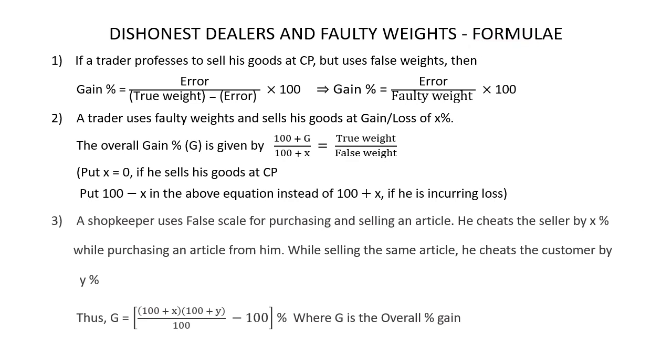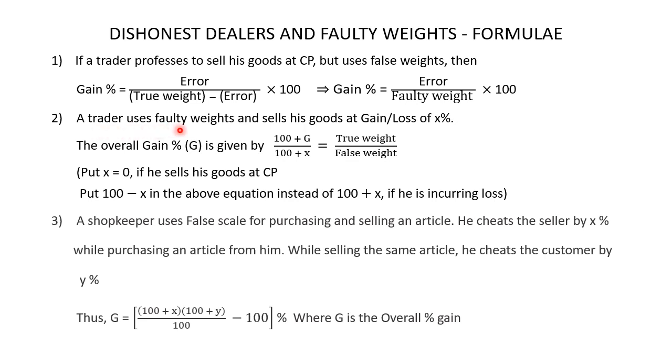Here are a few formulae which will help you to solve problems on the topic dishonest dealers and faulty weights. If a trader professes to sell his goods at cost price but uses false weights, then gain percent is equal to error divided by true weight minus error multiplied by 100. This is nothing but gain percent is equal to error divided by faulty weight multiplied by 100. Now you should know that error is nothing but true weight minus false weight. Also, true weight minus error is nothing but false weight.